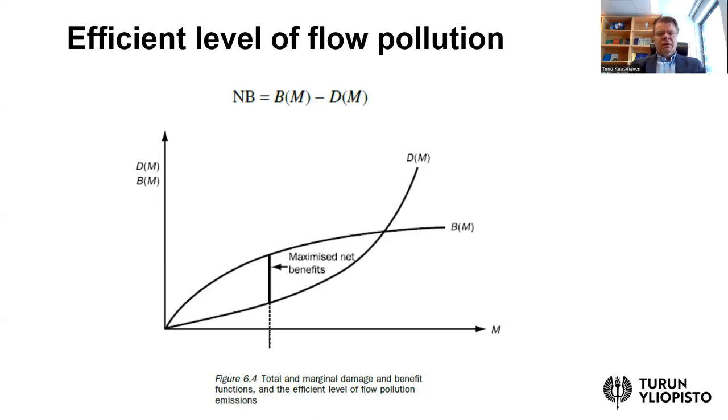If you think about my example of burning fossil fuel to warm up a house, then initially, of course, there is a great benefit of adding temperature, but eventually, with additional degrees of temperature, the marginal benefit is smaller and smaller. This is why this benefit function is concave, that it becomes flatter and flatter.